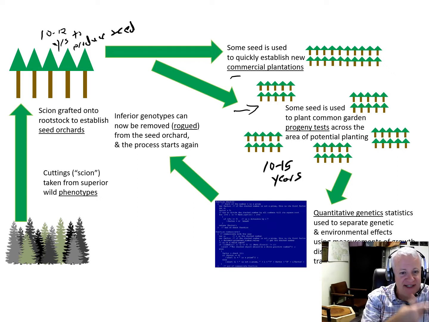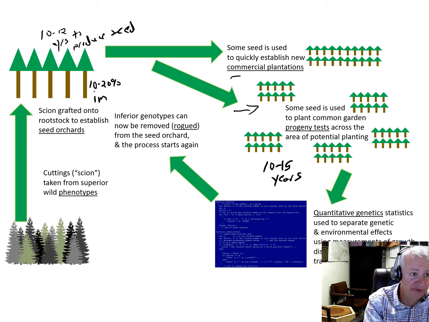Once I meant to mention, once that roguing occurs, once you remove inferior individuals from the population, that prevents pollen contamination of the material in the seed orchard because you've removed that inferior pollen from that seed orchard. And at that stage, you might have in the neighborhood of a 10 to 20% improvement relative to wild or unimproved.